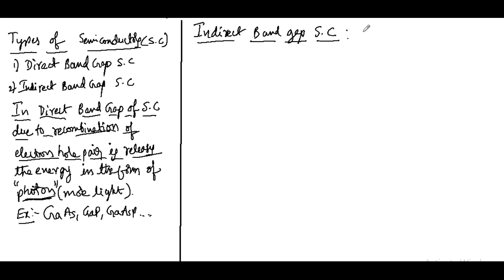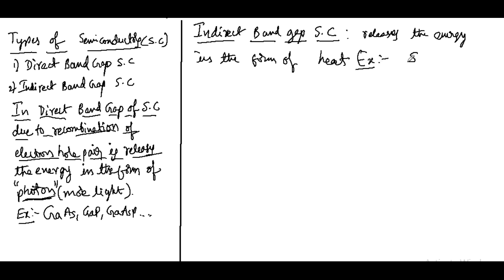So here the recombination process releases the energy in the form of heat, right? So one difference is there. The indirect band gap semiconductor releases the energy in the form of heat due to the recombination process, but the direct band gap semiconductor releases the energy in the form of photons. Photon means it consists of more light. And examples of indirect band gap semiconductors are silicon and germanium. These two act as indirect band gap semiconductors.